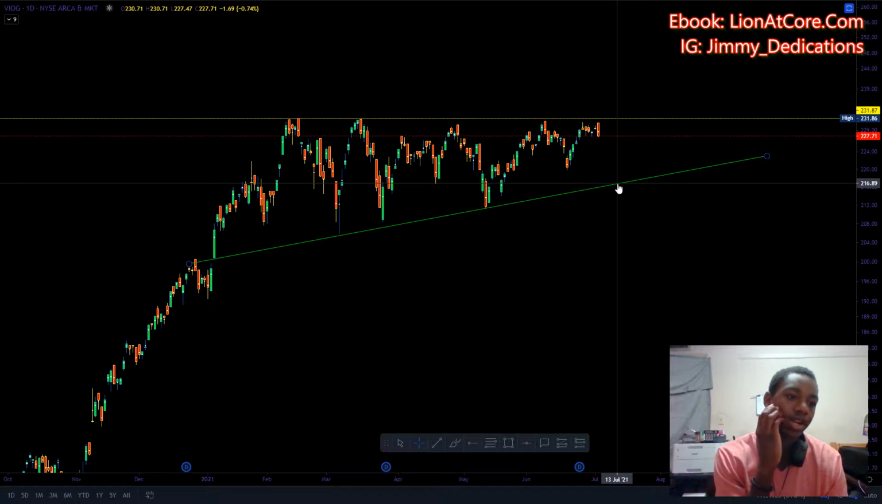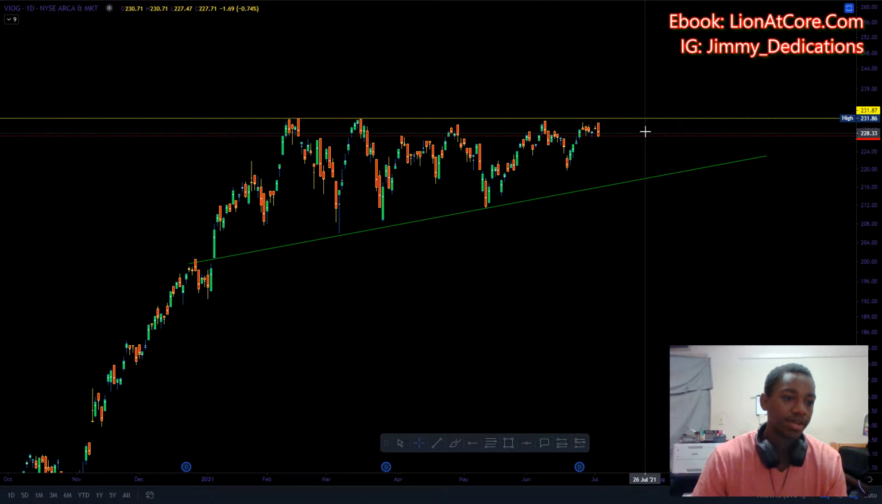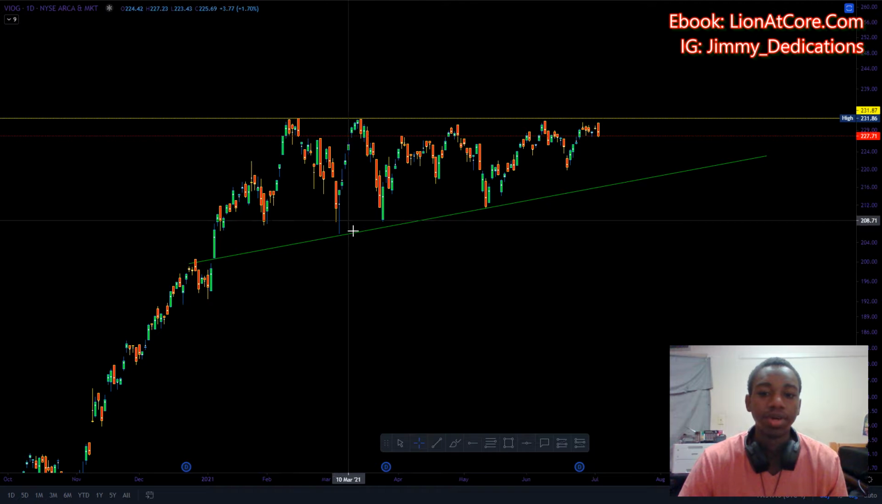So imagine buying it right here when it costs 216 per share, and then you sell it when it costs 230 per share. You already profited like what, $15, you feel me? So that's how you make money off a pattern. What you would do, you would go to your broker.